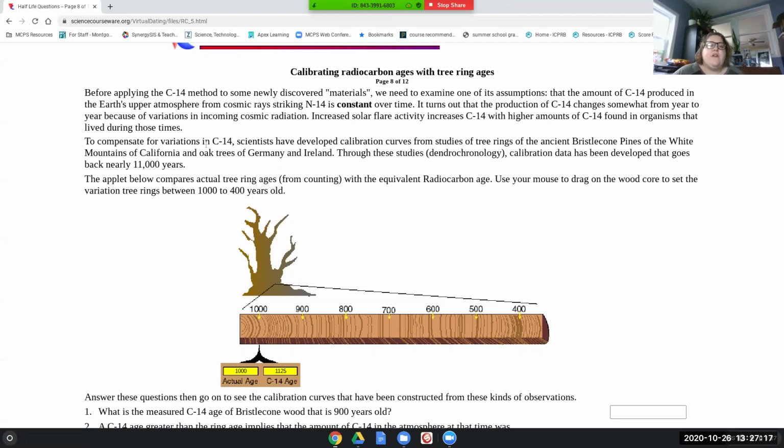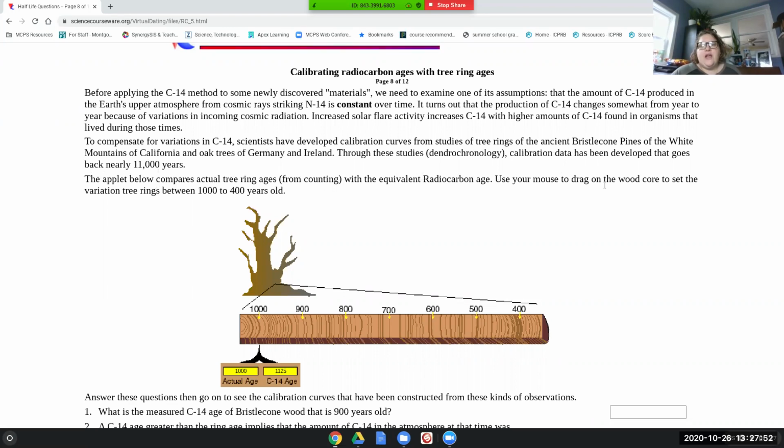To compensate for variations in carbon-14, scientists have developed calibration curves from studies of tree rings of the ancient bristlecone pines of the White Mountains of California and oak trees of Germany and Ireland. Through these studies, called dendrochronology, calibration data has been developed that goes back nearly 11,000 years. The applet below compares actual tree ring ages from counting with the equivalent radiocarbon age.